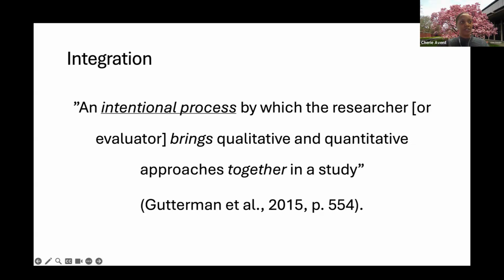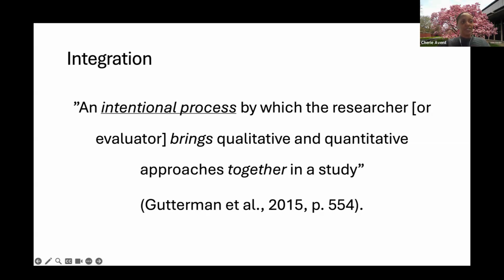Another reason we do integration is to know how our qualitative data can help us assess the validity of our quantitative findings, or how our quantitative data can help us generate a qualitative sample, or how our qualitative data can help us explain something that we're seeing in our quantitative findings. So that is the reason for having integration in a mixed methods study and being intentional about bringing these two together for understanding what is happening between the two.